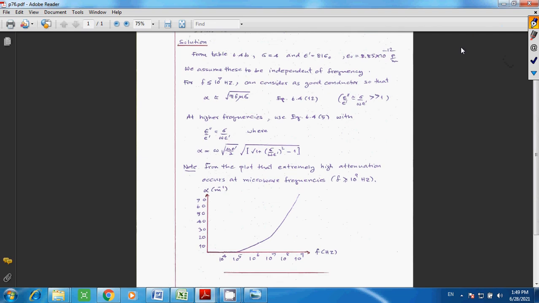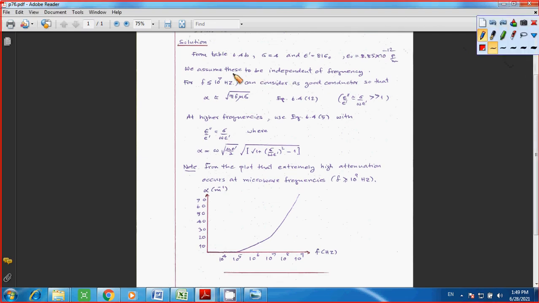Well, from the textbook, table 6.4b, for seawater, your sigma is equal to 4 and epsilon prime is equal to 81 epsilon 0. So this is the relative permittivity of the seawater. And you know your epsilon 0 is equal to 8.85 times 10 to the negative 12 in the unit of farad per meter. This is for free space.